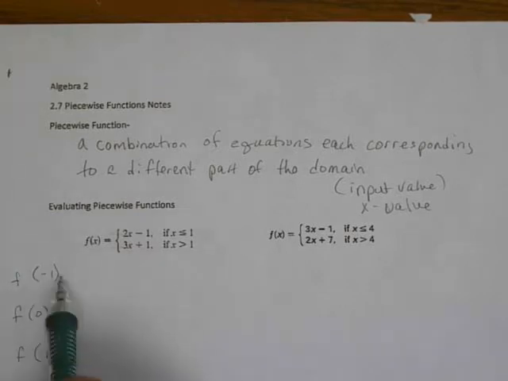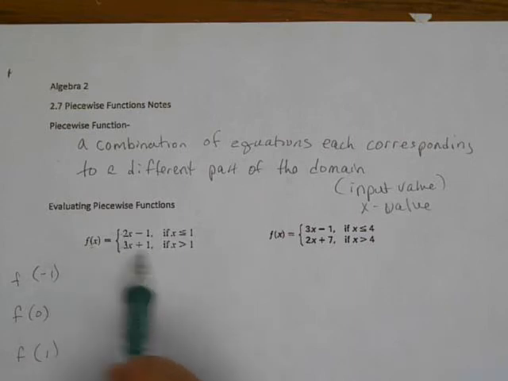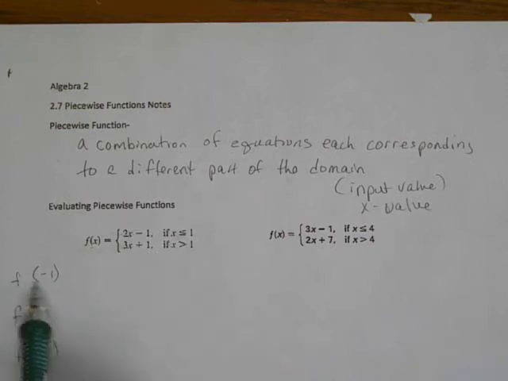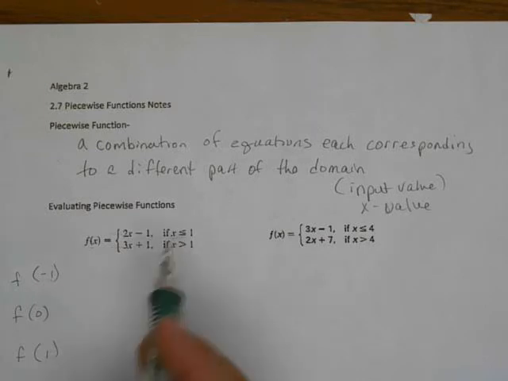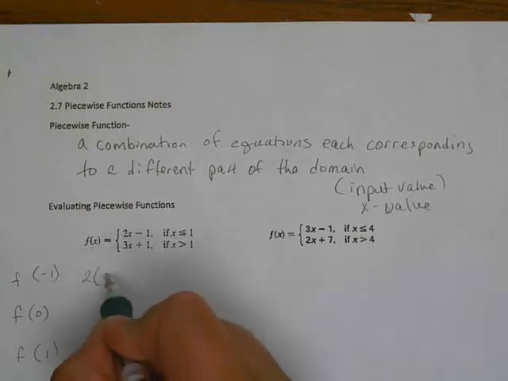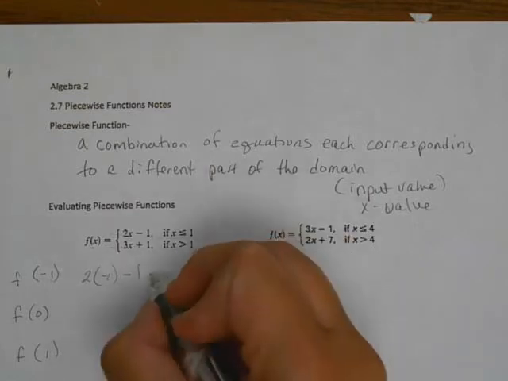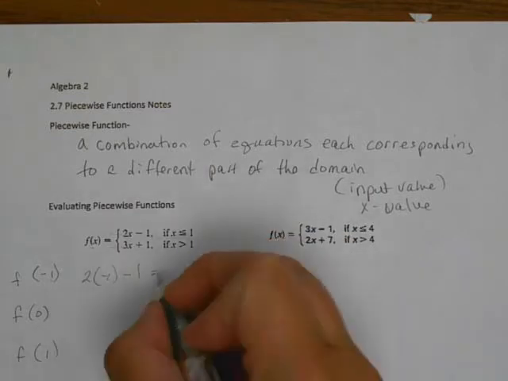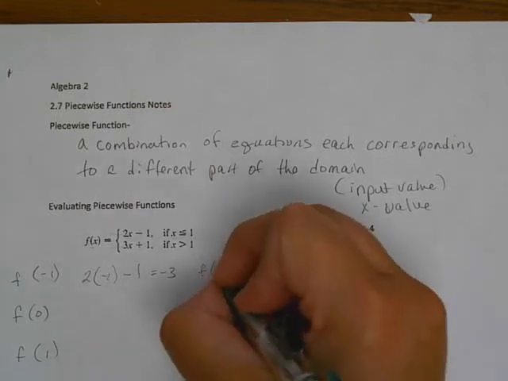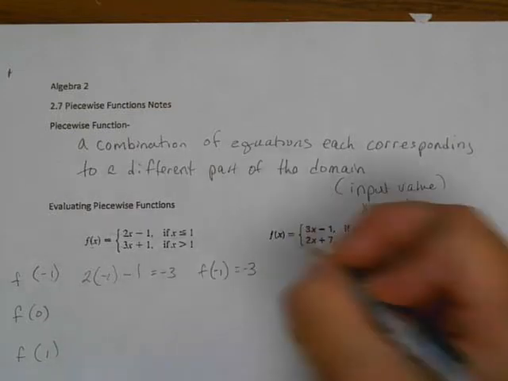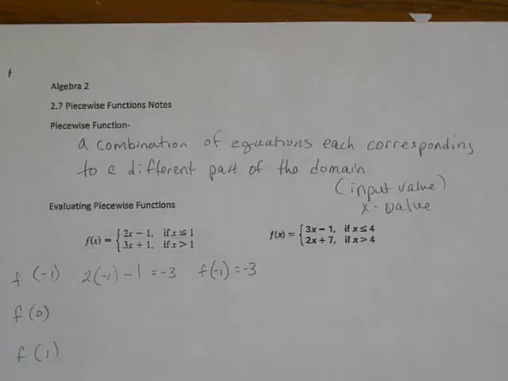So if I use this piecewise function and I wanted to use an input value of -1, I would use this equation because -1 is smaller than 1. So I would have 2 times -1 minus 1. So -2 minus 1, which is -3. So I could say f of -1 is -3. Now, this will make more sense the more we do, and once we get down to graphing, it'll tie together.